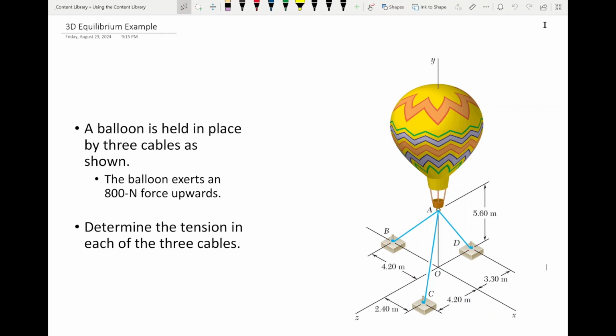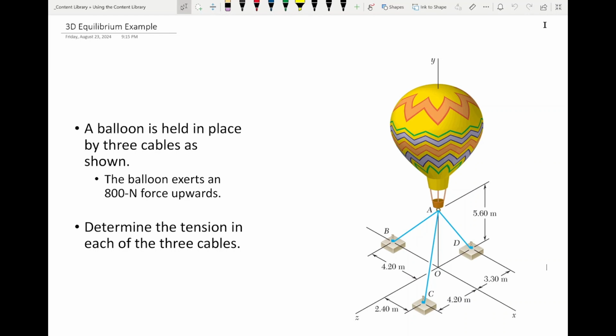Here's our axes. So if the balloon is exerting an upward force, it's 800 J, right? It's a J vector, right? Because it's going up, it's going in the direction of the y-axis. What we are going to have are 3 vectors pointing down, or down-ish, I guess I should say.